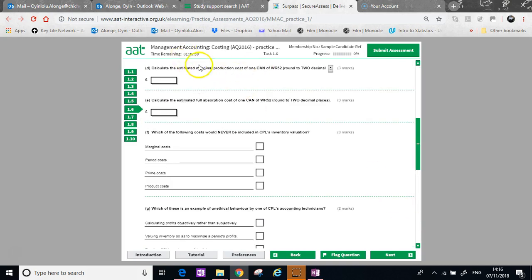In terms of the marginal cost, I literally just take those costs that I've just done, which are the marginal costs: 105 plus 103 plus 84, divided by 50,000. And when it comes to absorption, I can just add 105 plus 103 plus 84 plus 34, divided by 50,000, and you will arrive at the answer.